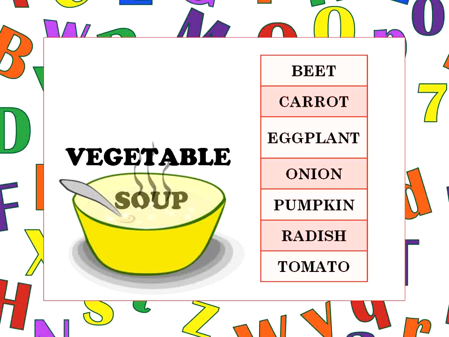Then there is a long gap because the next words are towards the end of the alphabet. Can we recite it? From L onwards, L, M, N, O, P, Q, R, S, T. So the next word or vegetable should be onion. Then pumpkin, followed by radish, and the last vegetable going into our soup is tomato.